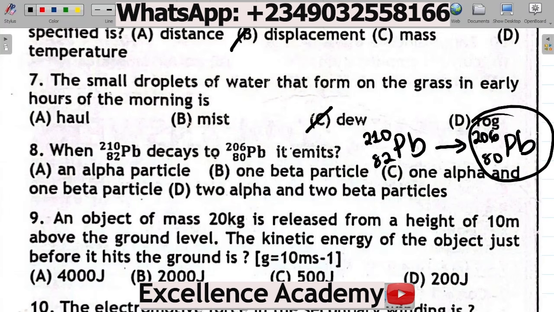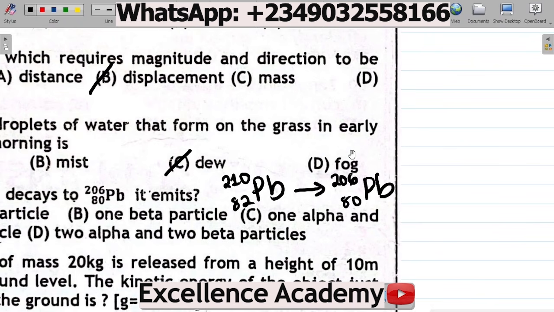Observe that for the product here, you have 206. This particular isotope of lead has lost 4 from this. So you have that 210 minus 4 gives you 206. That means you have a 4 there as a mass number. Again, looking at the atomic number, this is 82, this is 80. That means 2 is missing. So you can put 4, 2. What we have here, 4, 2, is simply helium.